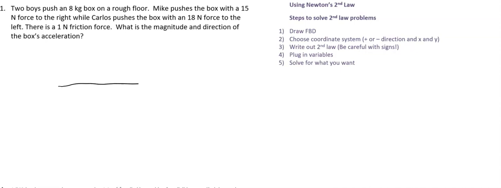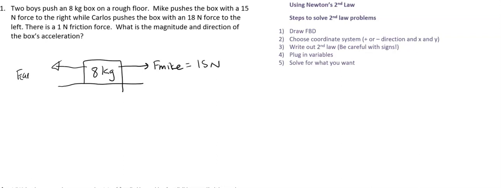Okay, so for my good old free body diagram, I have my box. It looks like an 8-kilogram box. Mike pushes with a 15 Newton force to the right, so I'll call that force of Mike, which is 15 Newtons. Carlos is to the left, so force of Carlos, which is 18 Newtons. Now let's think about what direction friction is going to be. The box is moving to the left, so friction opposes motion. So force of friction is going to be 1 Newton.